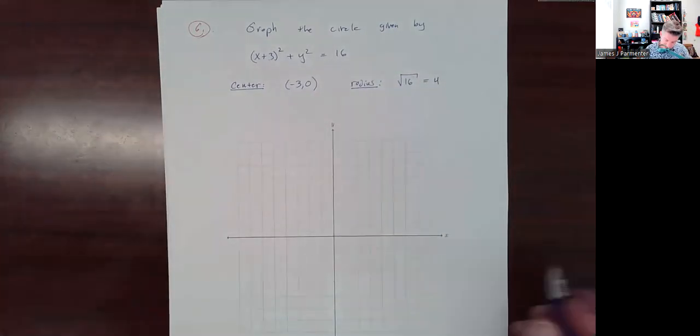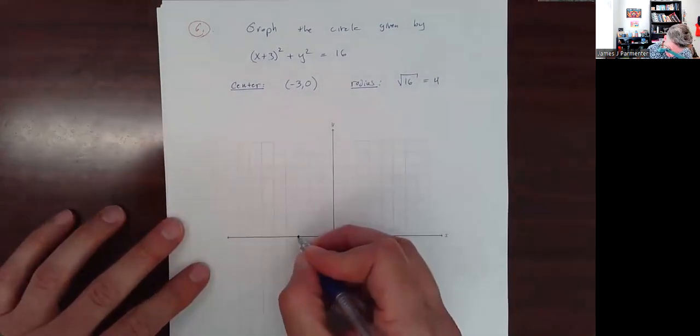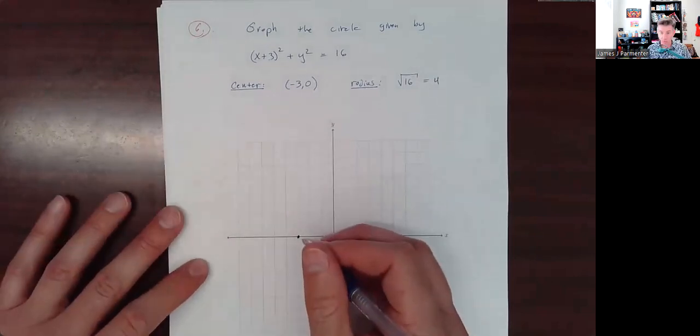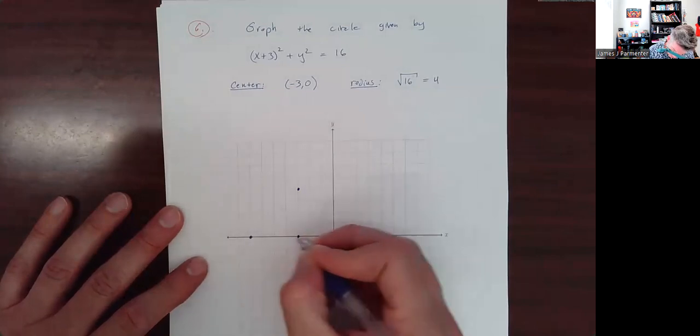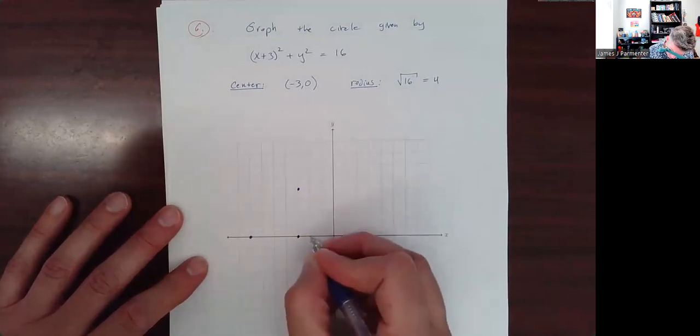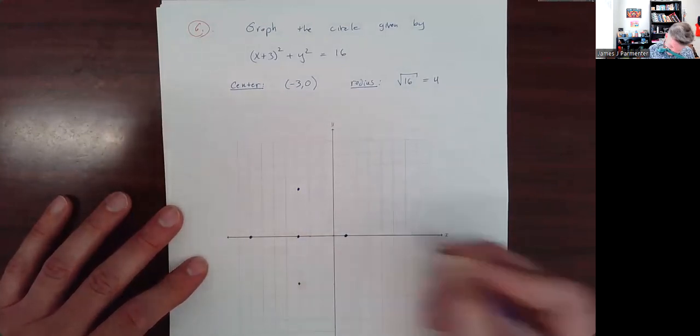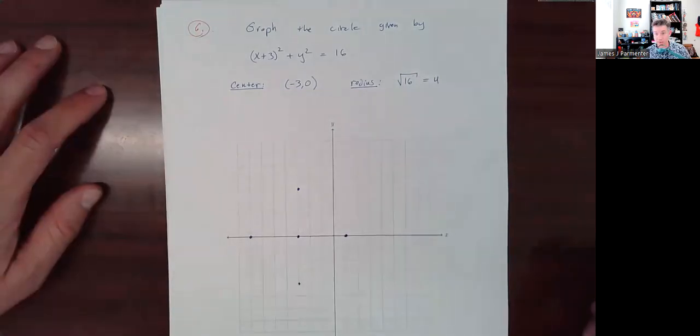So great, I'm going to go over to (-3, 0), which is right there. There's my center. And I'm going to go 4 in each of the directions. So up 4, left 4, down 4, 1, 2, 3, 4 to the right. And then try your best to draw it.